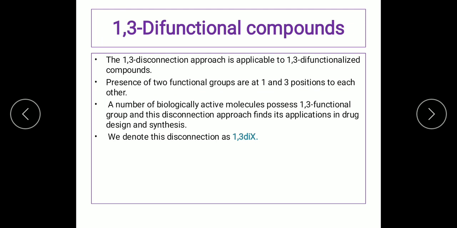and synthesis. We denote this disconnection as 1,3 disconnection. So in this disconnection, if you find two functional groups which are at a position of 1 and 3 with respect to each other, then we can easily go ahead with the 1,3 disconnection.